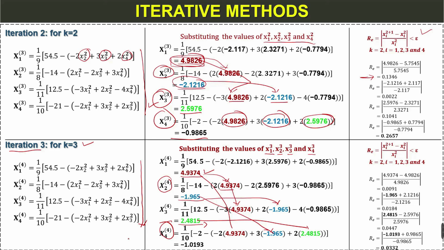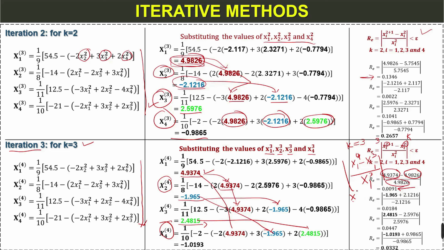Again, similarly, because we have k equal to 3, the third iteration, we will calculate the relative error. This means x41 minus x31, divided by x31, and the absolute value of this. So this one is the x41, this one is the x31, divided by x31, and we have the error like that, this one, 0.0091.